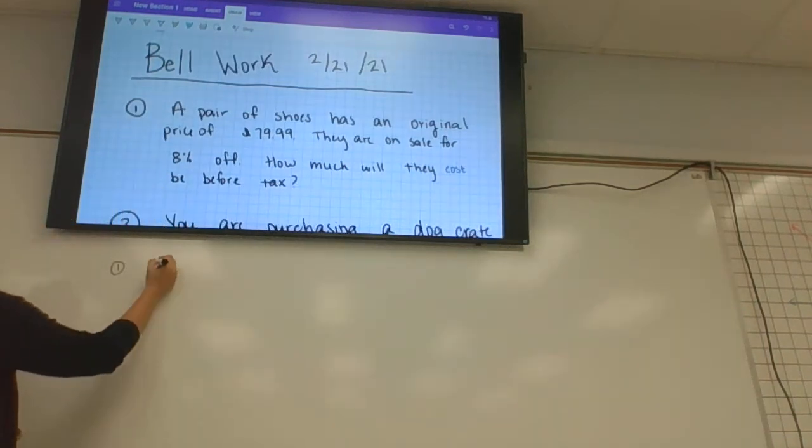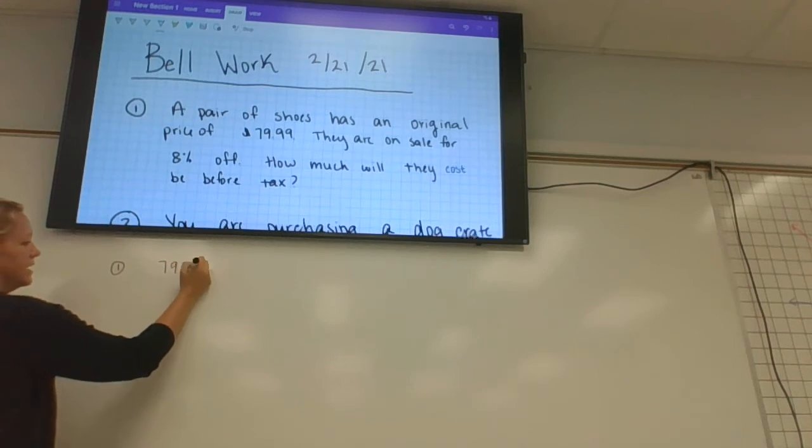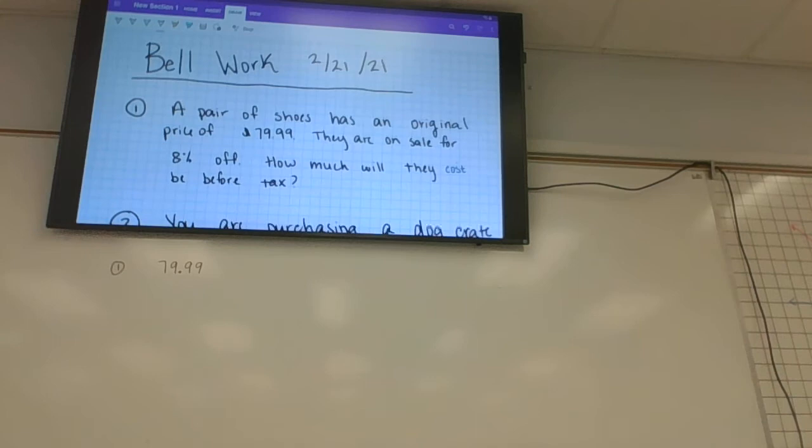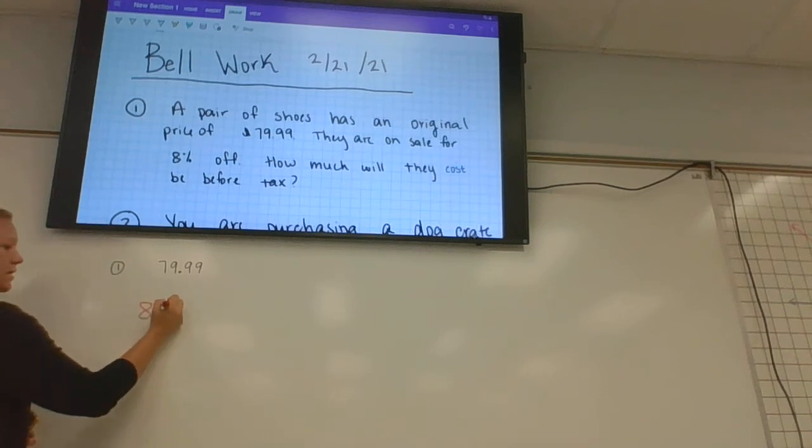Okay, so I would take the 79.99. This is kind of a longer way, so I'm going to just show you a ratio of how to do it. But okay, so 79. I heard someone say, should we change this percent to a decimal? You're absolutely right.